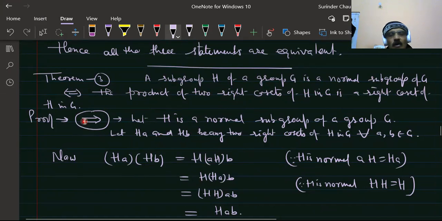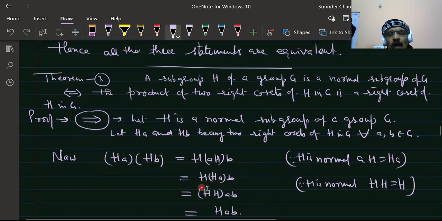Looking at the necessary part, or the if part. Let H be a normal subgroup of G, and let Ha and Hb be any two right cosets of H in G for all a, b belonging to G. Now Ha into Hb is equal to H a H b. Since H is a normal subgroup, aH is equal to Ha. So the law holds, and Ha into Hb can be represented as H into aH into b. Since H is normal, aH is equal to Ha.